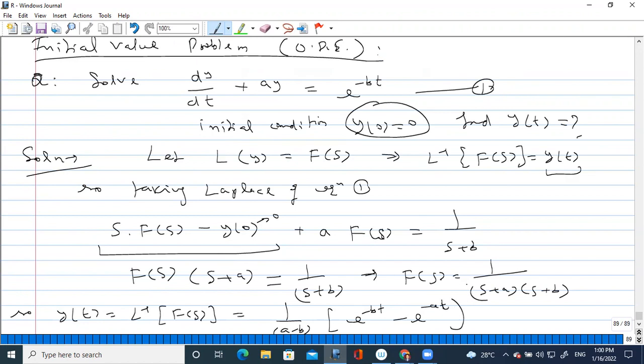Note down this. Okay, so the initial condition has been used directly. You need not apply it separately. Directly it has been used and you will get the answer directly. So that is what I told you in the first advantage of Laplace.